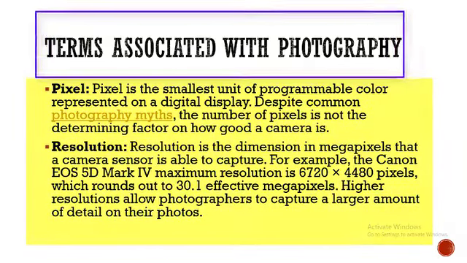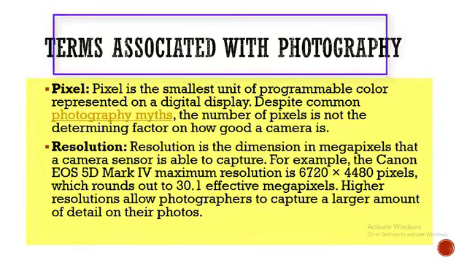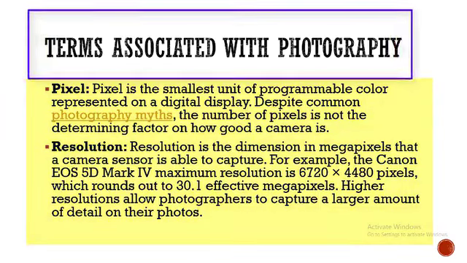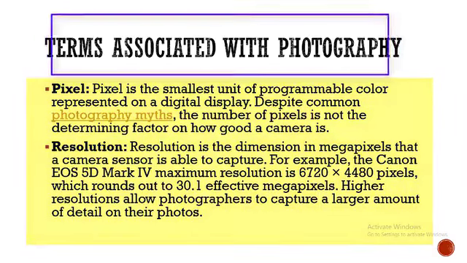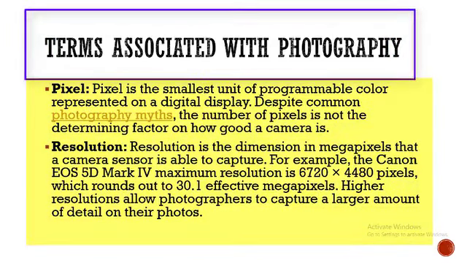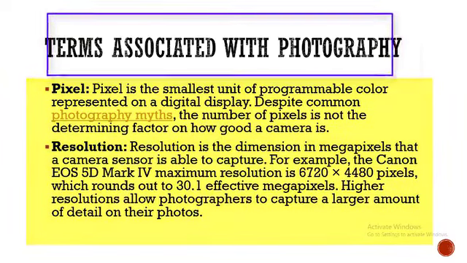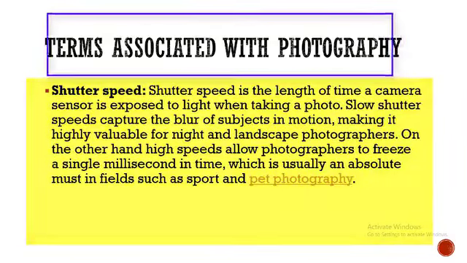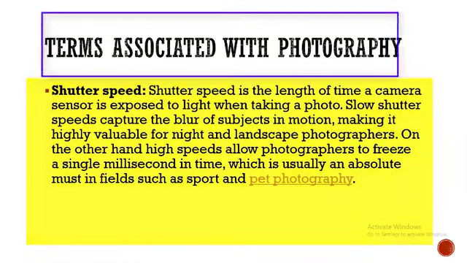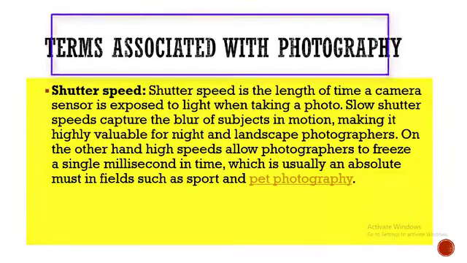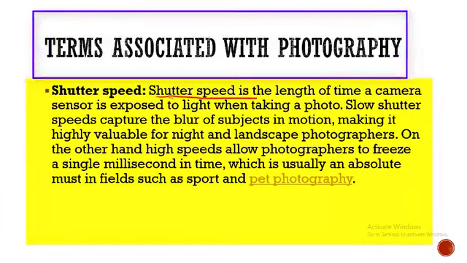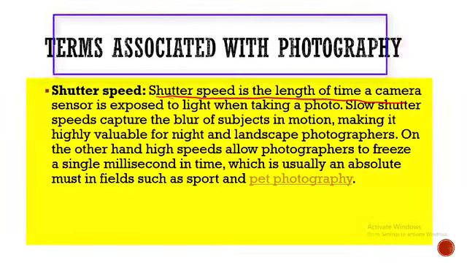Alright? And we have resolution. Resolution has to do with the dimension of your camera sensor when capturing an image. So some resolutions are small and we have others that are great. The higher the resolution, the better it allows the photographer to capture large amounts of detail on their picture. Then we have what we call shutter speed. Shutter speed has to do with the length of time the camera sensor is exposed to light when taking a photo.